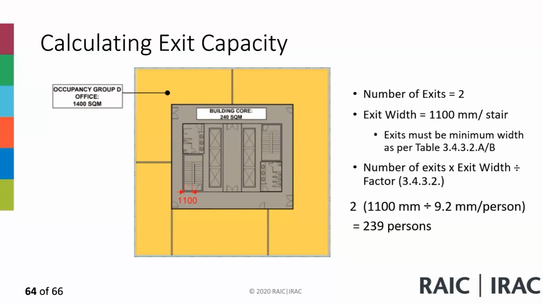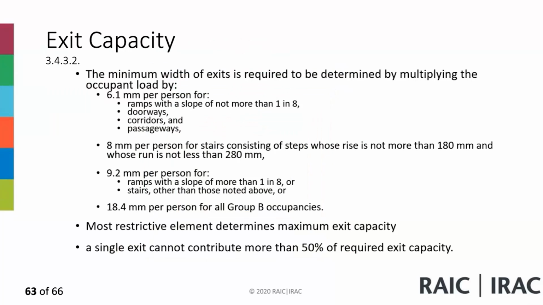Can I ask a question about why we don't take the door width, which is more restrictive, and instead take the stair width? You do both, but the stair factor is more restrictive, which is 9.2. The door width factor is 6.1. So when you divide by 6.1, it's going to give you more capacity for the door than you would have for the stair.